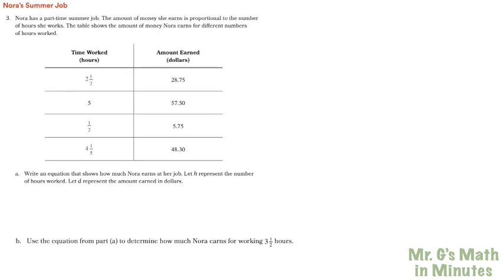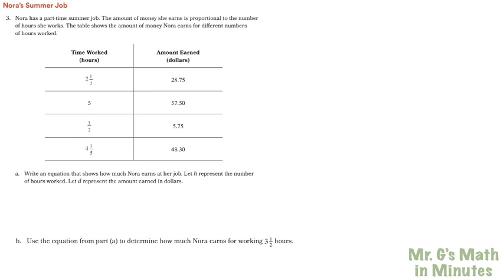Moving on to number 3, we're talking about Nora's summer job. It says Nora has a part-time summer job. The amount of money she earns is proportional. So again, we're not looking to see if it's proportional, they just let us know that. The table shows the amount of money Nora earns for different numbers of hours worked. And for part A, they want us to write an equation that shows how much Nora can earn at her job. Let H represent the number of hours worked. Let D represent the amount earned in dollars.